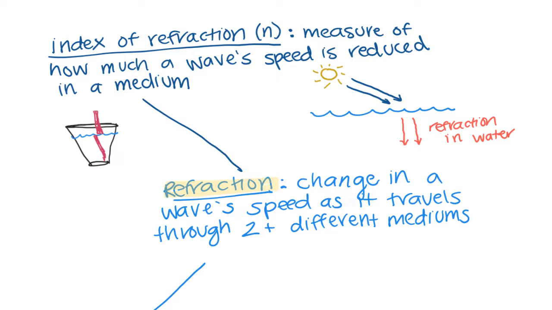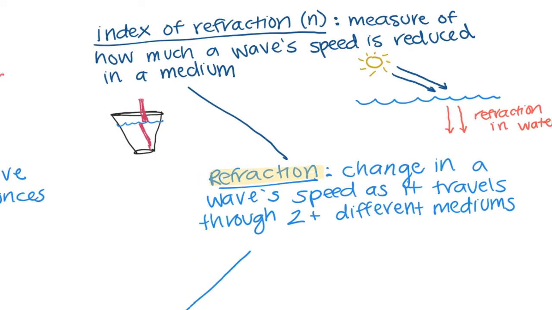The index of refraction coincides with this idea of refraction. It is a measure of how much a wave's speed is reduced in a medium. So between air and water here, the index of refraction is pretty high in water, meaning that light travels a lot faster in air than it does in water. So we're going to see this really unique effect on these objects when they are depicted using light from the air into the water. So those are examples of refraction here.